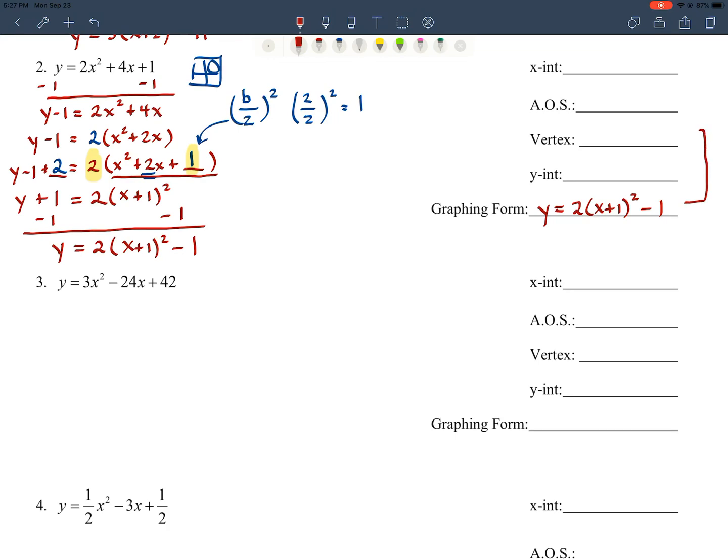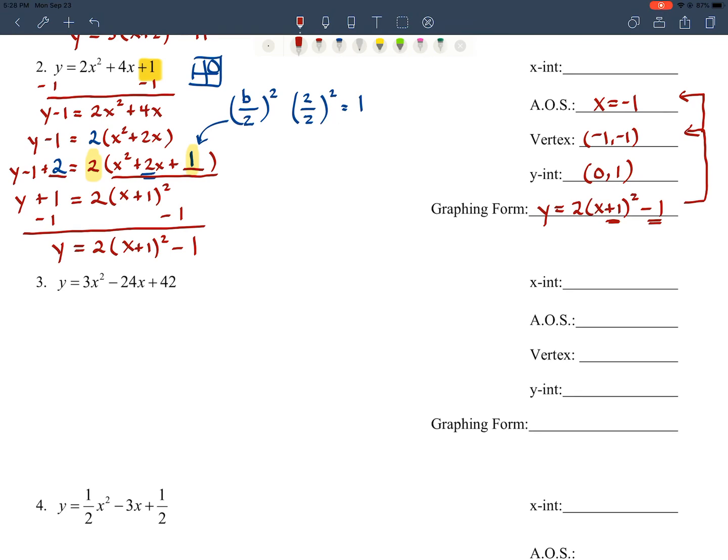Then again, we can find the vertex pretty easily from there. The vertex then would be -1, -1, the opposite of this number, and then our k value. Axis of symmetry, pretty easy then. X equals -1. Y-intercept that we have here, it looks like it's going to be +1, so we've got 0, 1. And then again, we'll need to find the x-intercept. We can take it and solve the graphing form of the equation for x.